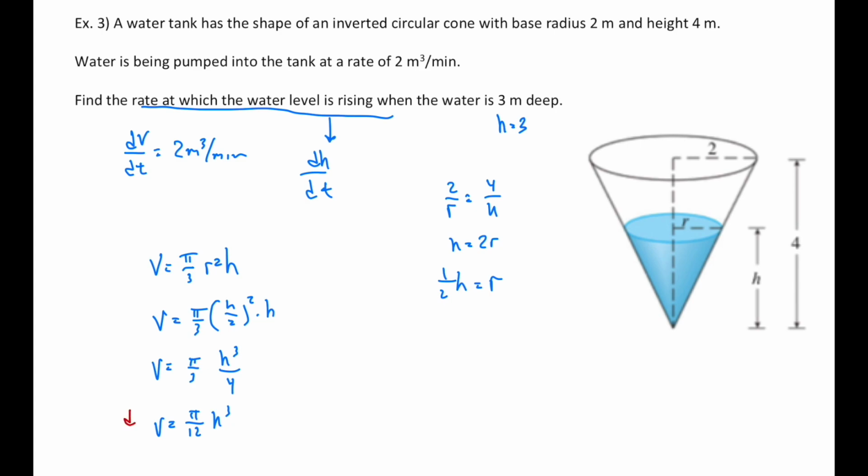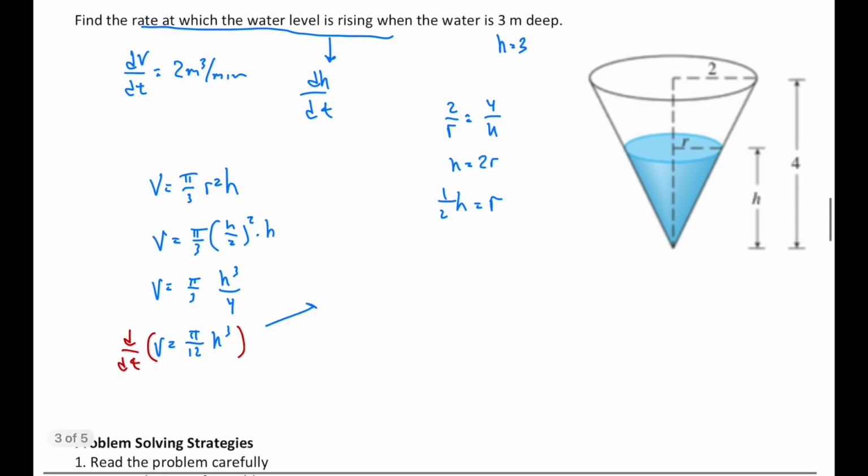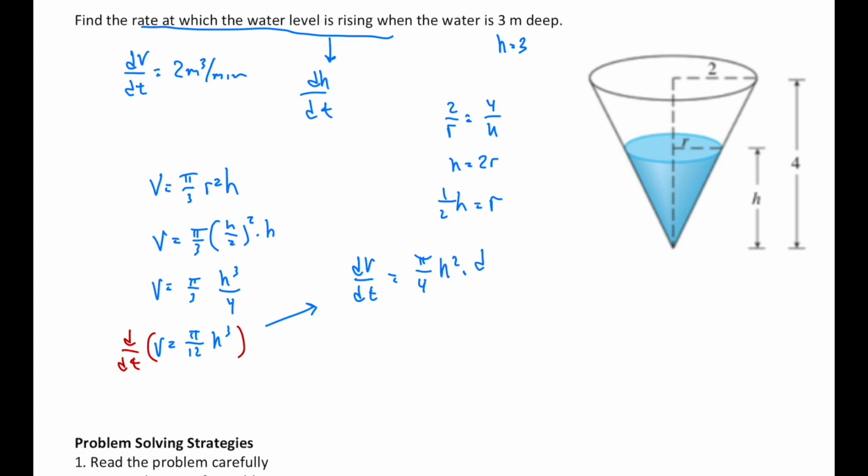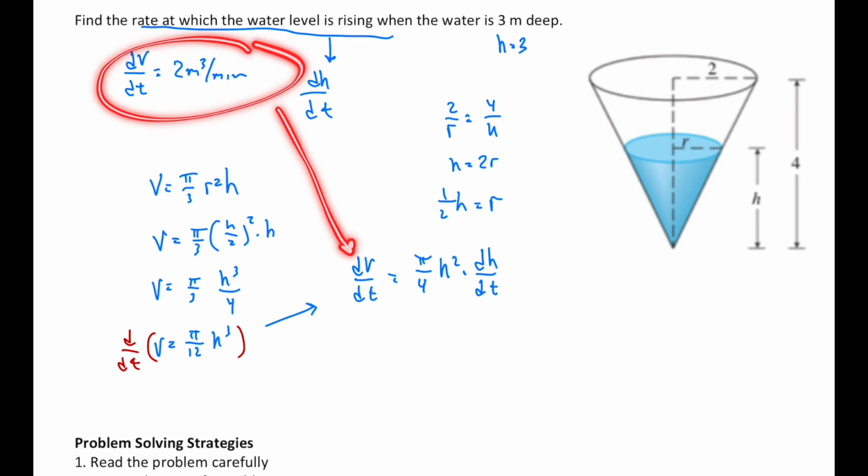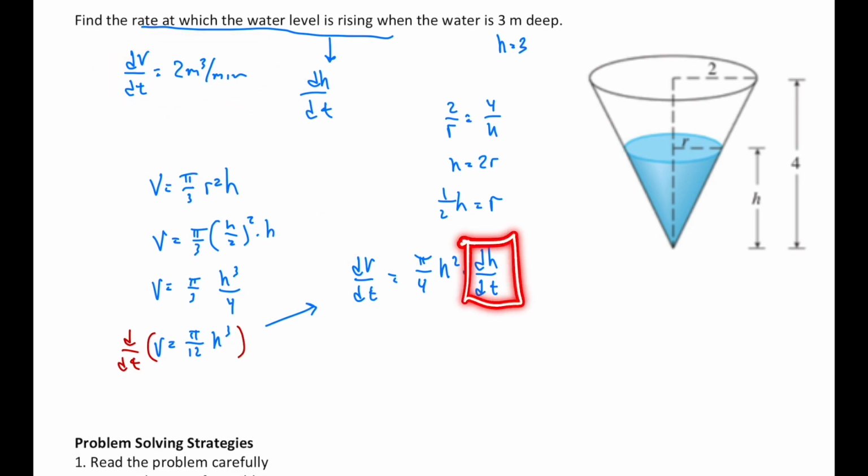Now I'm going to take the derivative of this statement with respect to time. That's going to get us dV/dt, the rate of change of volume with respect to time, and then we're going to have pi over 4 h squared times dH/dt. We know h is 3, so we can make that substitution. We know dV/dt is 2. Some basic, straightforward algebraic manipulation can solve for dH/dt.